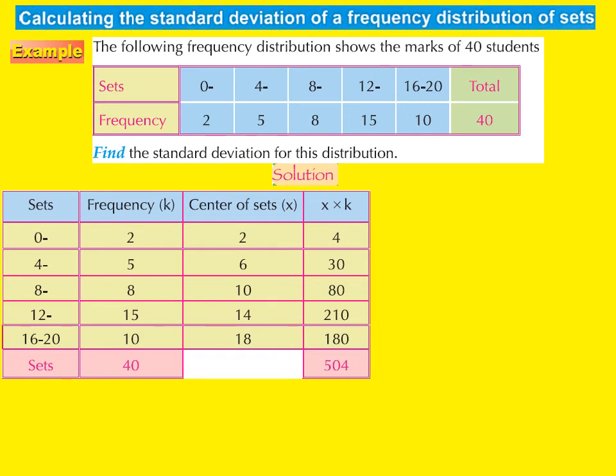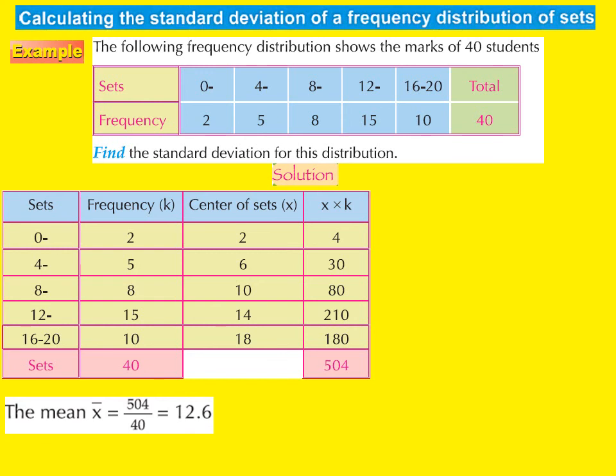Center of sets equals the lower limit plus upper limit over 2. Then the center of the first set equals 0 plus 4 over 2 equals 2. And the second, 4 plus 8 over 2 equals 6. And so on.